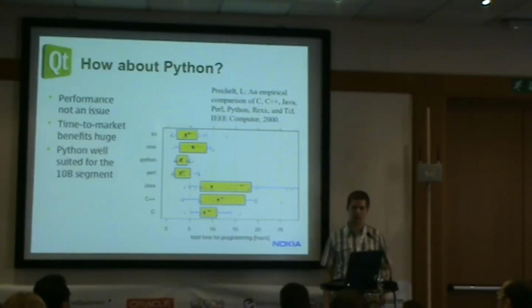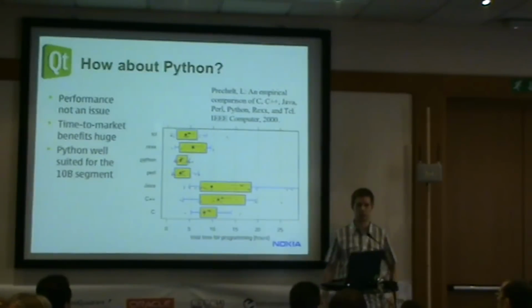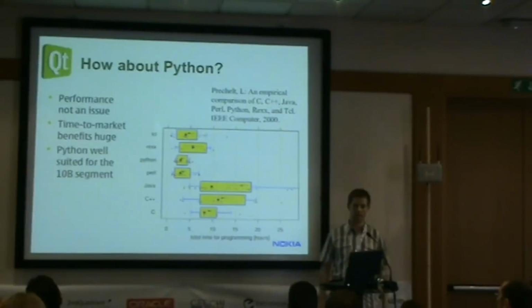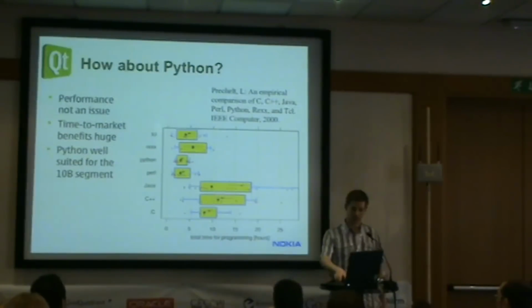Performance is not an issue. There are already lots of embedded devices using Python, and the devices anyway have so much memory and CPU power that it doesn't really matter. And with all the new kinds of devices, time to market is not going to be any less significant a factor in development than before. So Python, together with Qt, should be very well suited for the next 10 billion segment.